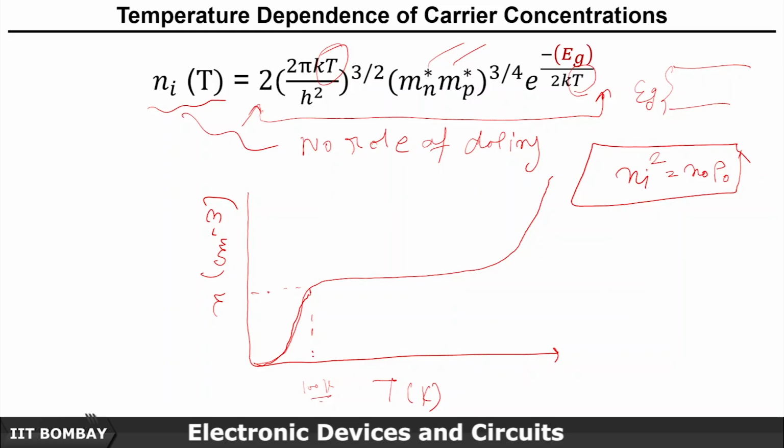Over this range of temperature, let's say, sorry, this has to be dotted, so up to 500 Kelvin approximately. During this range, the semiconductor can behave like an extrinsic semiconductor, because the temperature is enough for electrons to jump the barriers.